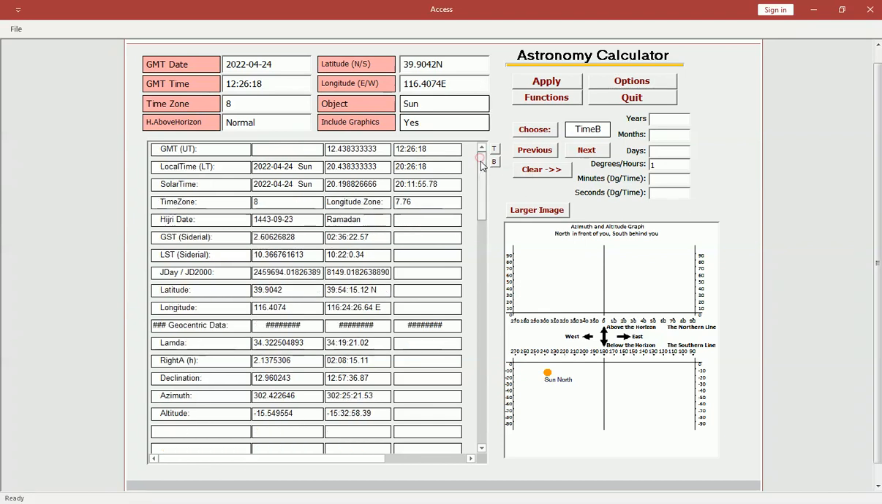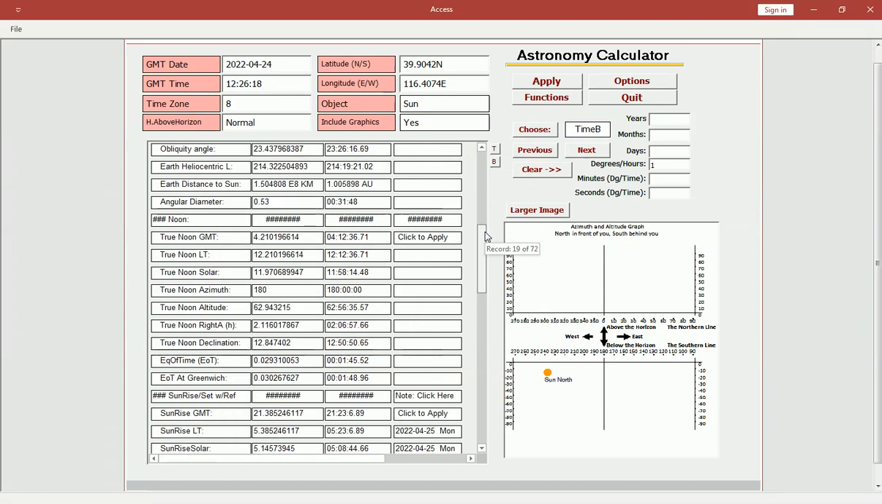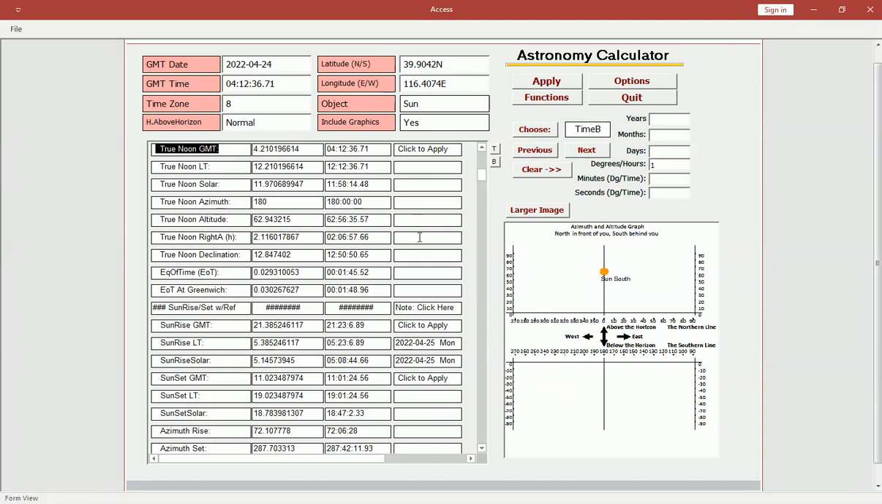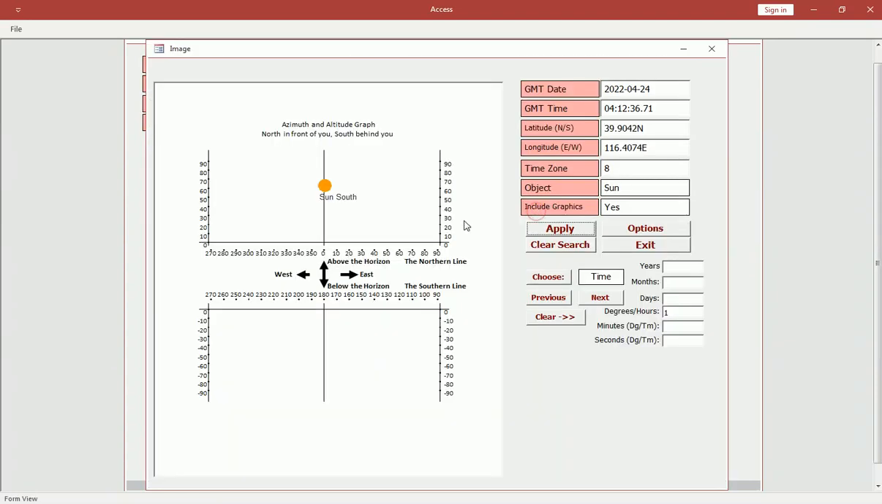Let's speak about the true noon. This is the true noon GMT for this specific location. If I click here, click to apply, the timing of the noon is forwarded to the data entry area, and immediately the sun is at the noon position. Let's go to the larger image. What is noon?